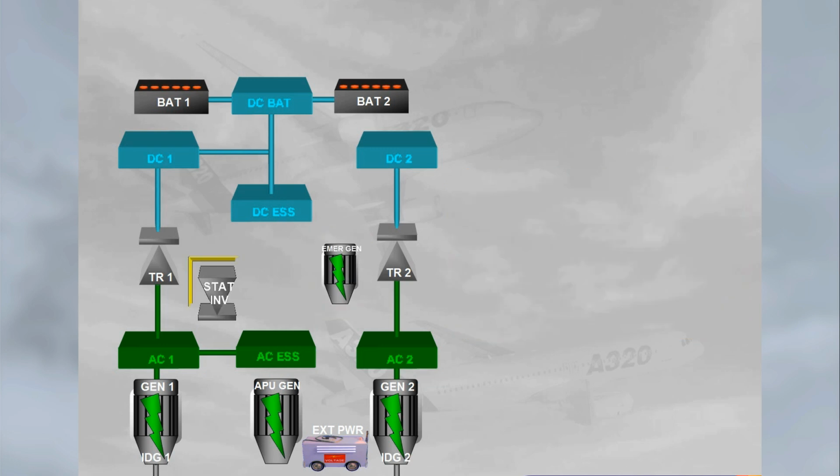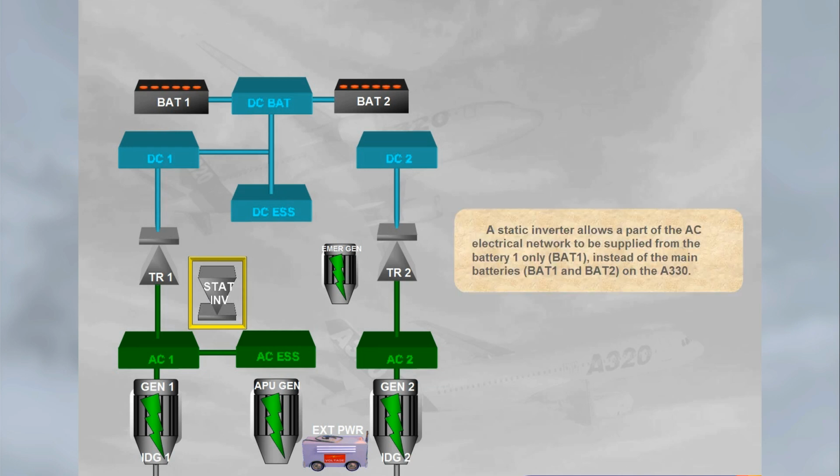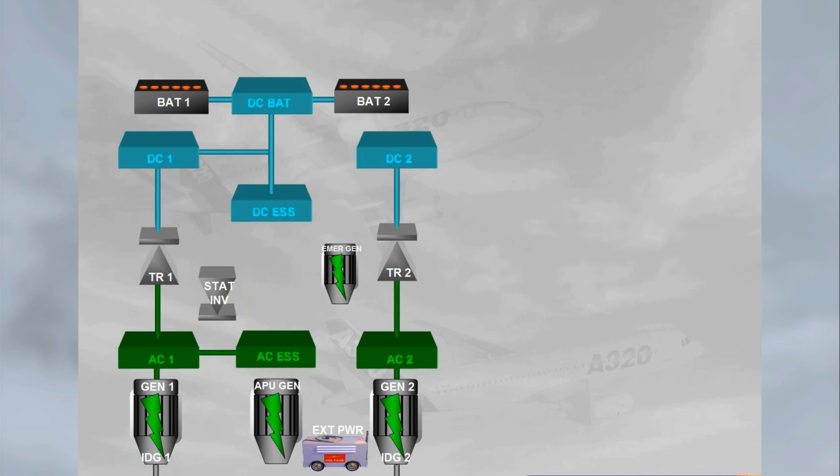A static inverter allows a part of the AC electrical network to be supplied from the battery 1 only, BAT1, instead of the main batteries BAT1 and BAT2 on the A330. To complete the schematic, in the case of severe electrical failure, there is also an essential transformer rectifier, essential TR. The essential TR can supply the DC essential bus from the Emer or any AC bus. Note, on the A330, the essential TR normally supplies the DC essential bus from AC bus 1.